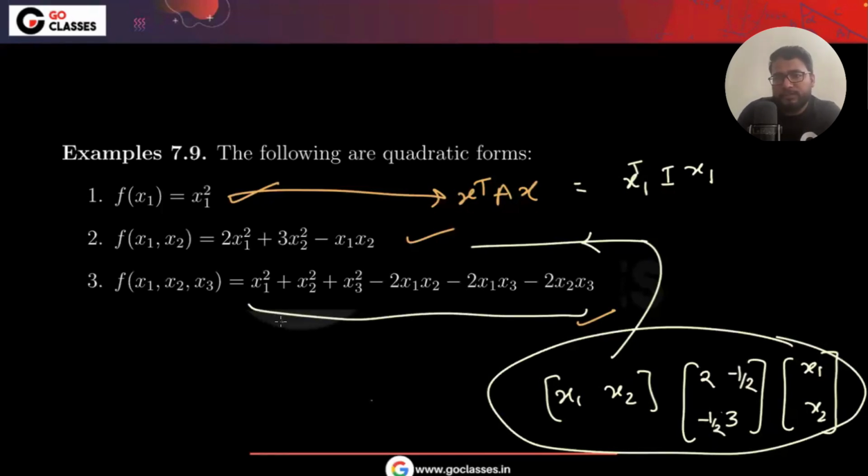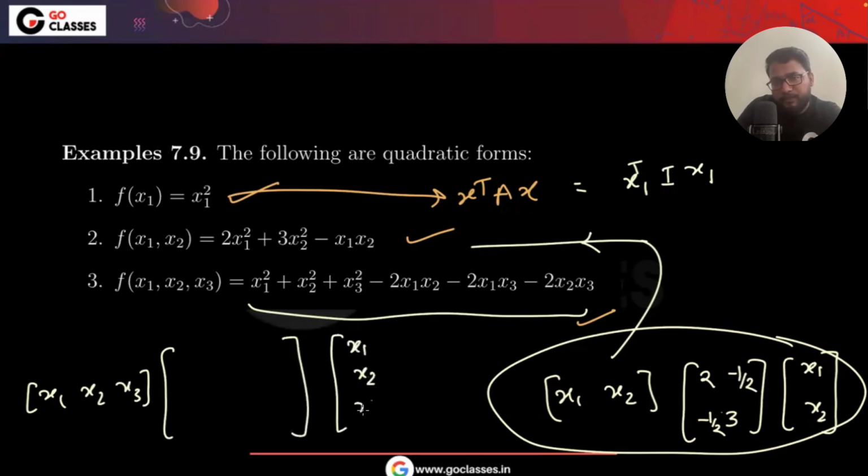For example, you can also represent this as x transpose Ax, where x will be x1, x2, x3, A will be some 3 by 3 matrix, and then this will be x1, x2, x3. So you can also represent this. And how to find out this matrix A, we will see. But for now, let me just fill these values. So this will be the values. We will see how to fill these values. But any quadratic form can be represented like x transpose Ax. Is this okay to everyone?